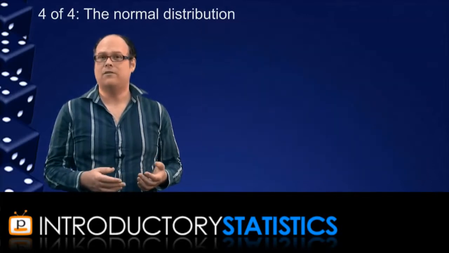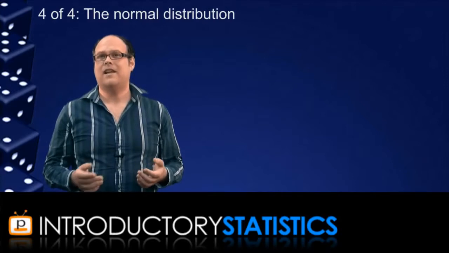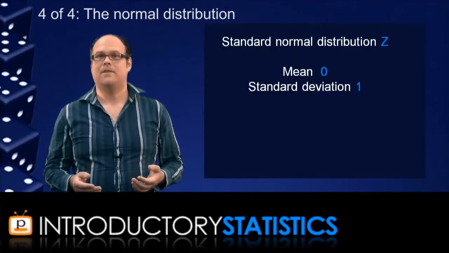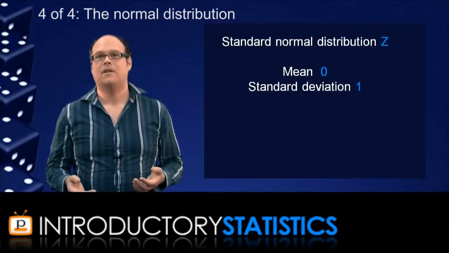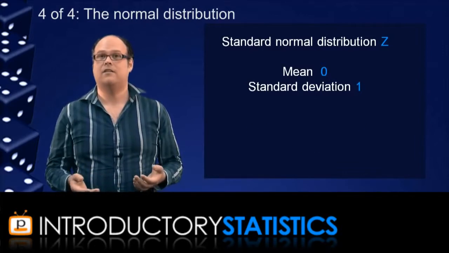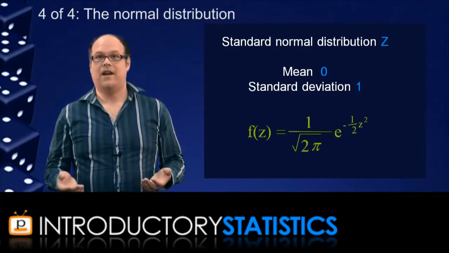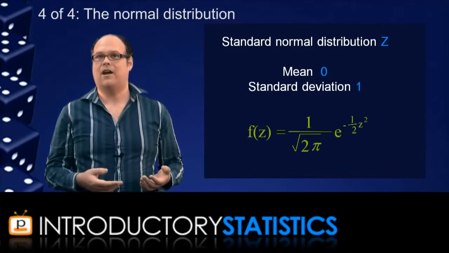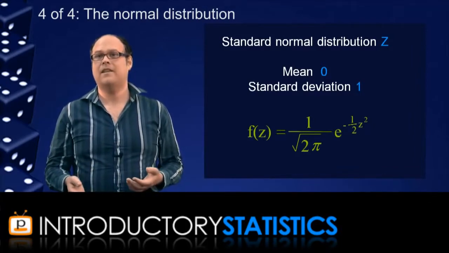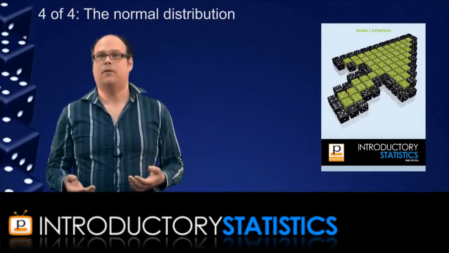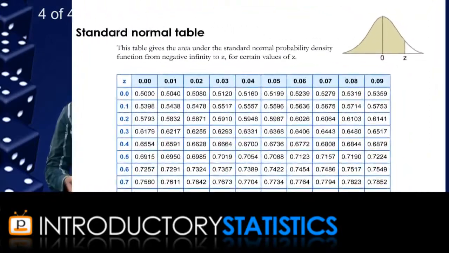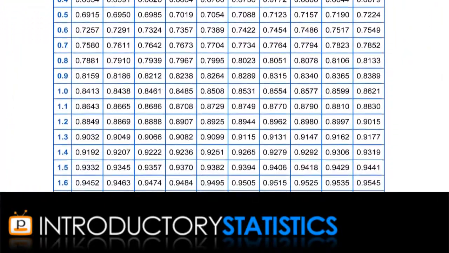We get around having to use the complicated formula by using the standard normal distribution, z. Z is the normal distribution with a mean of 0 and a standard deviation of 1. Its probability density function is presented here. Still fairly nasty, but the good news is that someone has done all the hard work for us. There's a thing called a standard normal table, which has lots of values that were calculated by using the probability density function for z. Here's the standard normal table from the Padisco textbook.